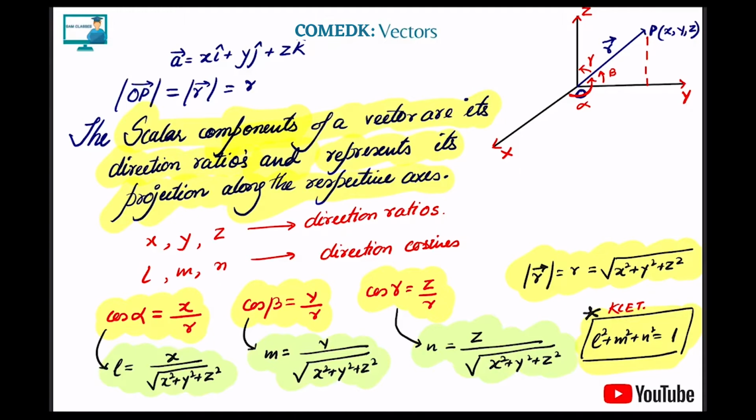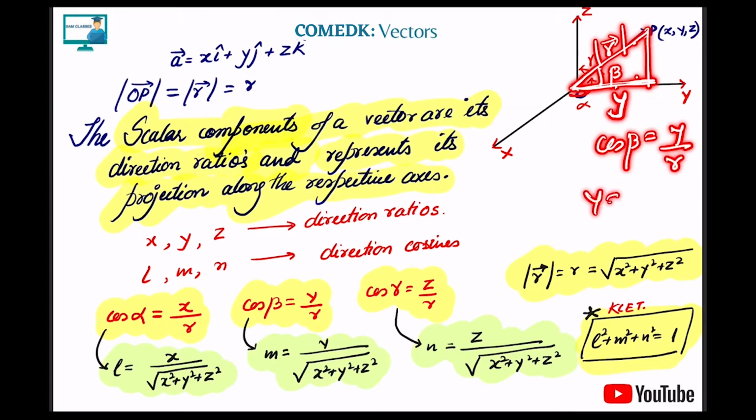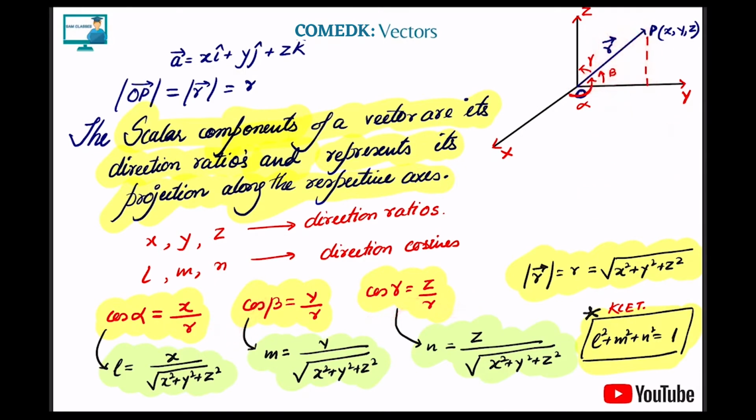So we know cos alpha. If you draw this triangle, let's say this is mod of r and this is your y. Just for one I'm showing, this is beta. So cos of beta will be what? Base by hypotenuse, so y by r. So y is equal to r cos beta. Correct. That only we have shown here for all. So cos alpha can also be written as l, and l is equal to x by root under of x square plus y square plus z square. That is basically the magnitude of the vector.